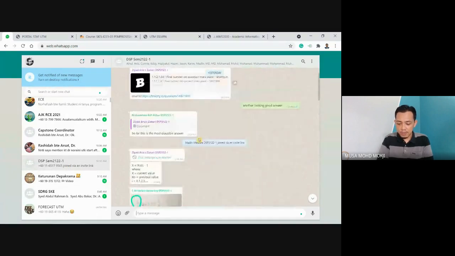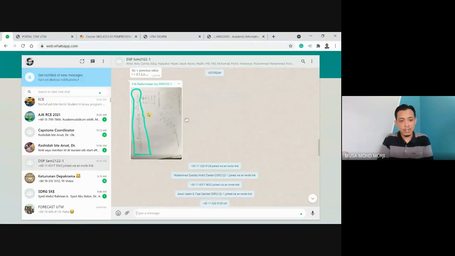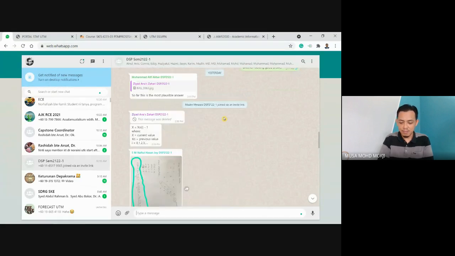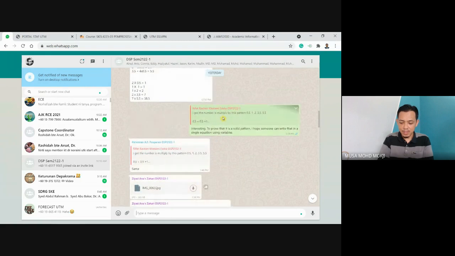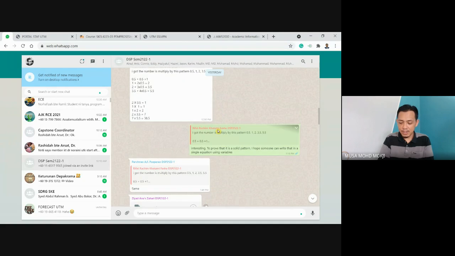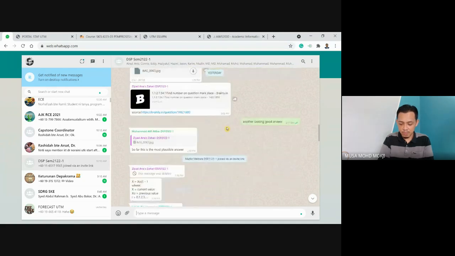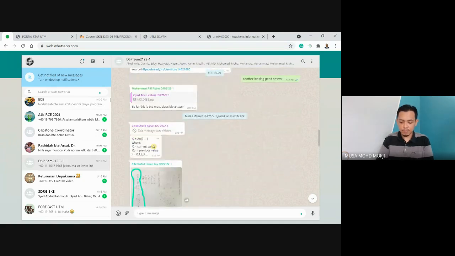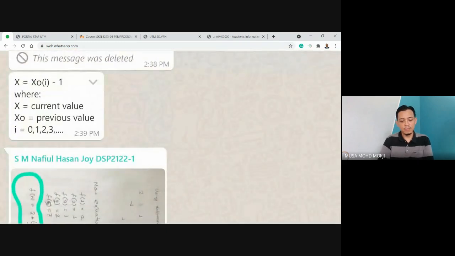Actually, any of the answers which has a logic like this one, yes, this is fine. This is a good answer. It's acceptable. This is also acceptable. But the easiest solution is actually from this one. So this is actually the easiest solution. And so what is this?